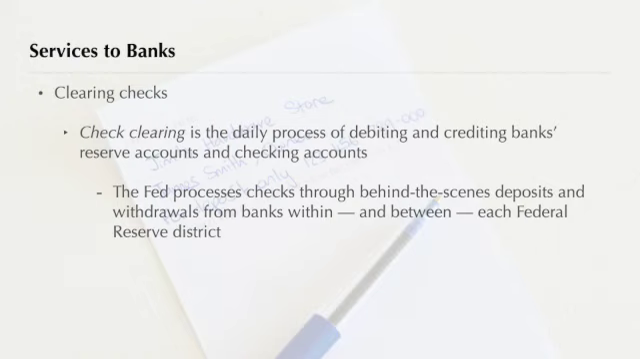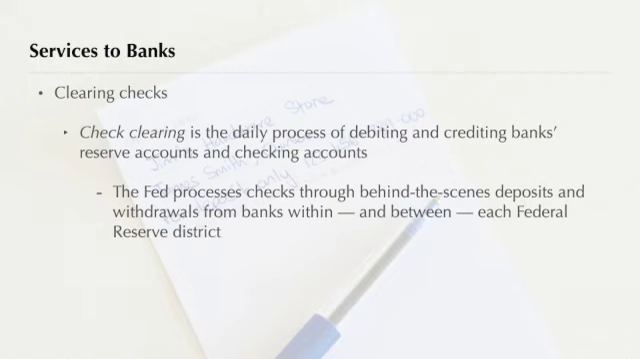Checks are used in millions of financial transactions every day. In fact, Americans write about 42.6 billion checks every year. The Fed keeps track of these billions of monetary transfers through the service of check clearing, which is a method of crediting and debiting banks' reserve accounts, and in turn, checking accounts.